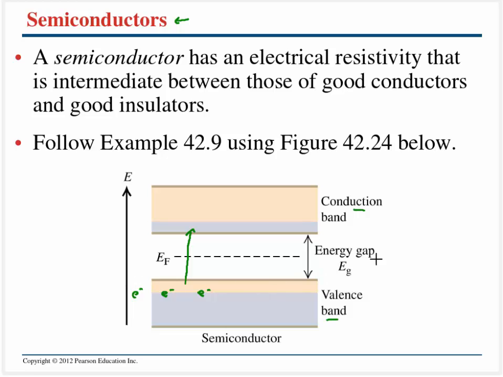Now, these guys have this energy gap right here, and they're going to have their Fermi energy directly in the middle of this energy gap. So relative to right here, we could say that the energy it's going to take to lift an electron from the valence band to the conduction band is going to be equal to the Fermi energy plus the energy gap divided by 2. So there's my Fermi energy, and there's my energy gap divided by 2.